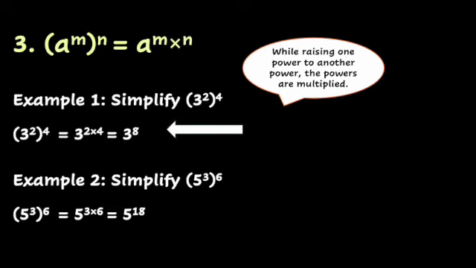So in this case, we'll get 3 raised to the power 8 as the answer, as the powers are multiplied. In example 2, we have 5 raised to the power 3, whole thing raised to the power 6 here. So here we'll be multiplying the powers again because we are raising one power to another power. So we get 5 raised to the power 18 as the final answer as we multiply the powers.